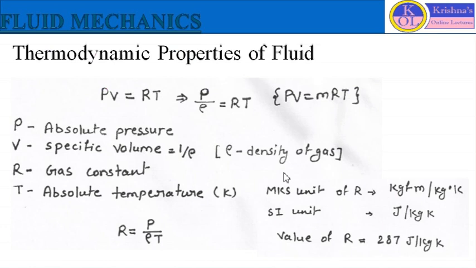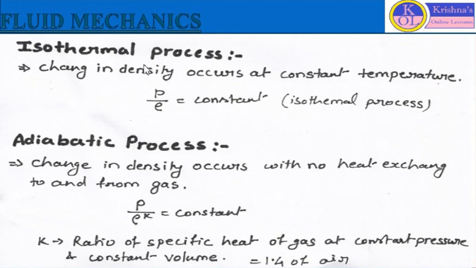We can define the value of R with the help of this equation, or we can define the value of density with the help of this particular equation, at different temperature and pressure. In terms of gases, we are considering change in density at constant temperature. That process is called the isothermal process, and the relation is P by rho equals constant. Secondly, if we consider change in density with no heat exchange, this process is called the adiabatic process, where heat transfer Q is zero.